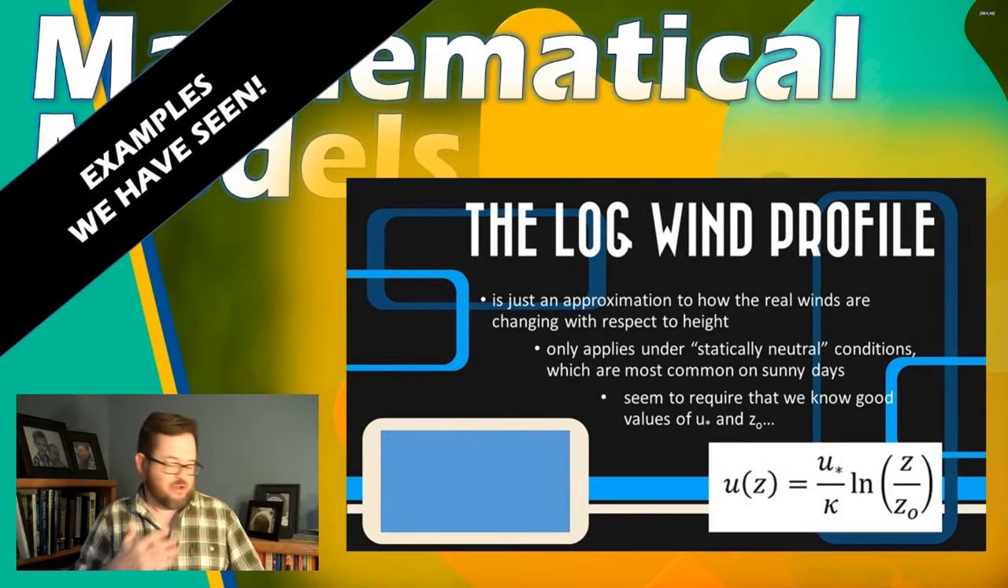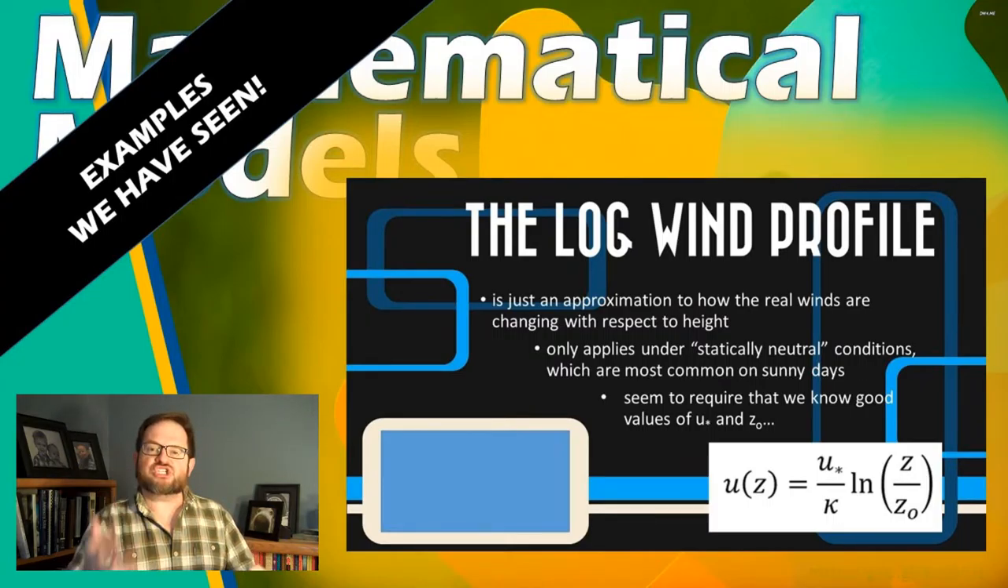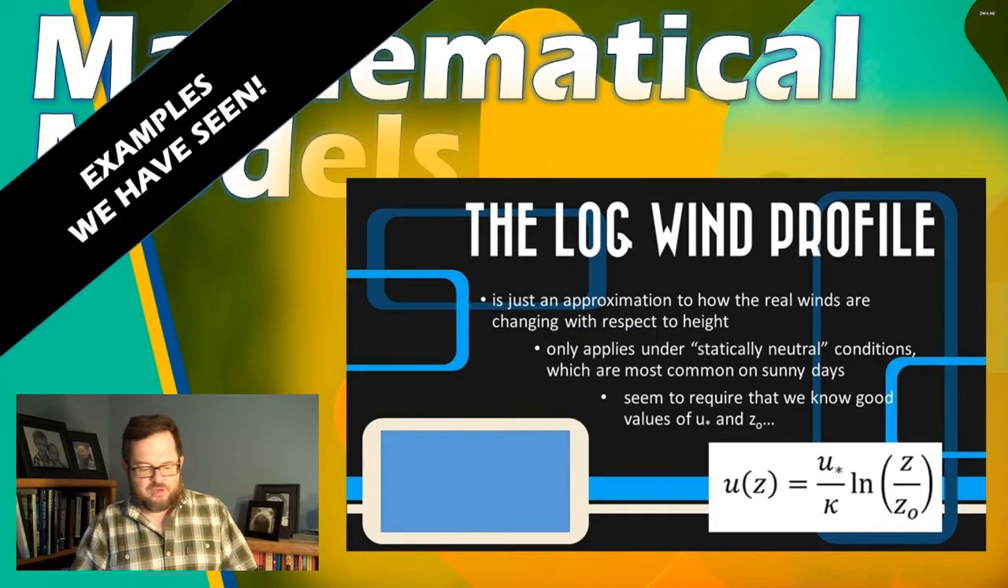It's a good mathematical model. It has errors. We'll learn all about errors and stuff like that in the time to come. But as long as the conditions that we apply the model are appropriate, this might be a really good model to be using to describe a wind profile.